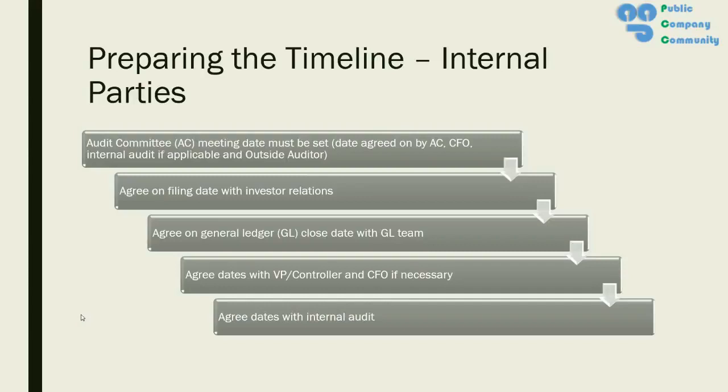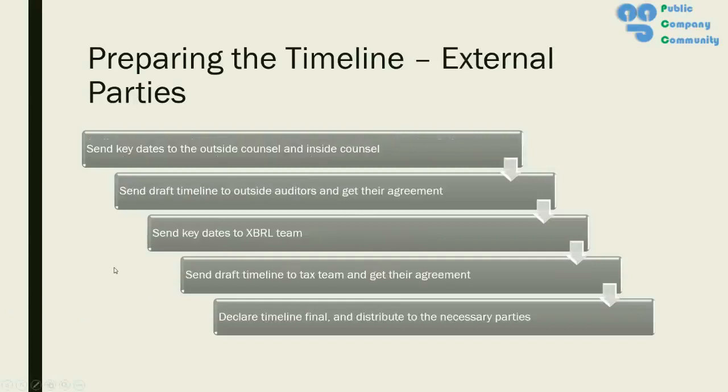Next, I send it up the chain and get the dates agreed to by the VP controller and the CFO if necessary. It depends how hands-on the CFO is. And then I get internal audit to agree on the dates. And now we've got the external parties. So the outside counsel and inside counsel, I send this timeline, or at least send the key dates, like when I'm going to provide a draft to each one of them, and when they need to have their comments back to me on the draft, and then the filing date.